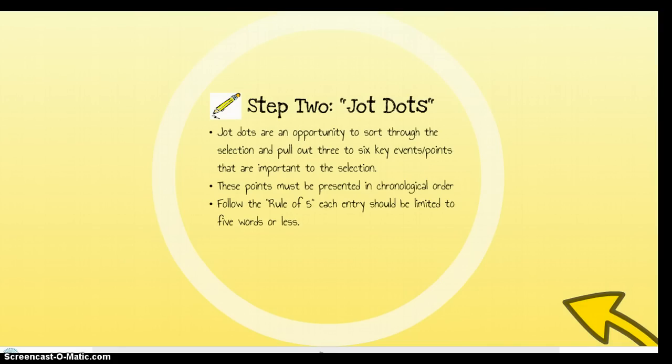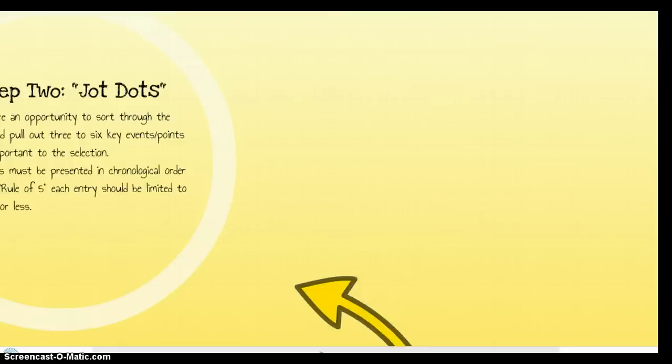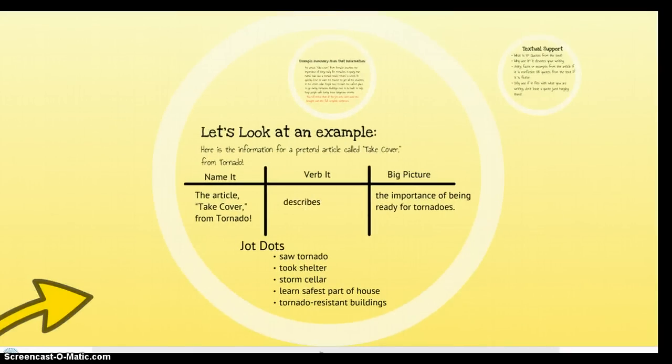And then the jot dots also, by following the rule of 5, make certain that you're paraphrasing, or turning the words into your own, because by looking at a 5-word or less jot dot, you then have to translate that into full, complete sentences in your own words. So that's kind of the purpose behind that. So let's look at an example here.